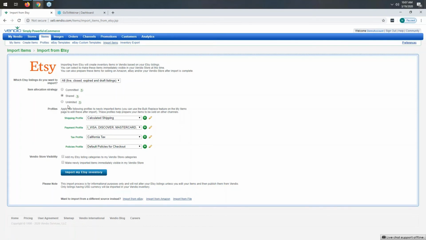And then the third strategy is unlimited, and this is a great strategy for those that are able to get virtually an unlimited supply of the items that they're selling. Maybe you make your items to order and you have the supplies that you need to make those items, and you can make them pretty quickly. Then you might choose the unlimited strategy, and that allows you to keep selling even if your inventory quantities go into the negative. It allows you to keep selling those items to people that are purchasing them.